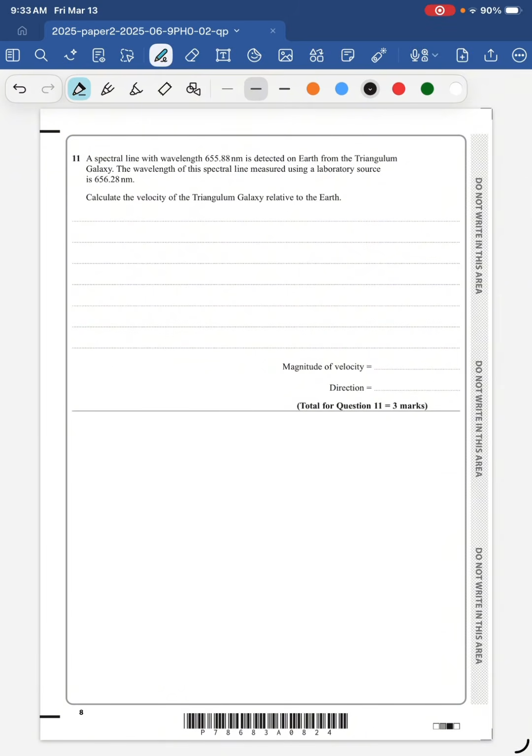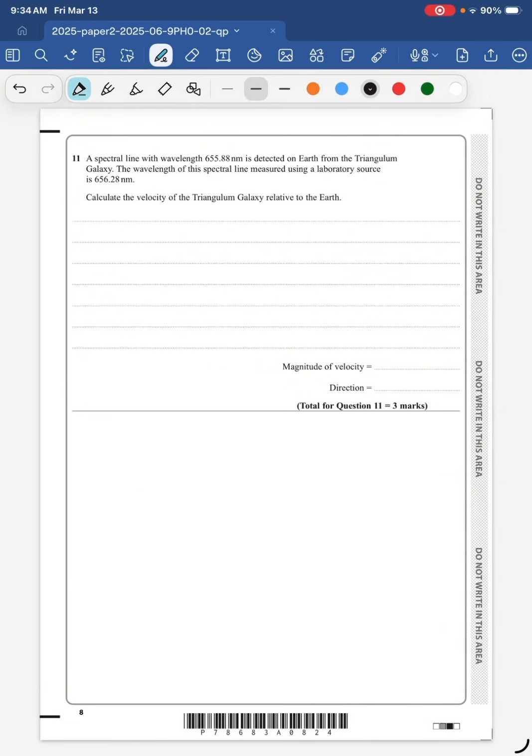A spectral line with wavelength 655.82 nanometers is detected on Earth from the Triangulum galaxy. The wavelength of this spectral line, measured using a laboratory source, is 656.28 nanometers. Calculate the velocity of the Triangulum galaxy relative to the Earth.